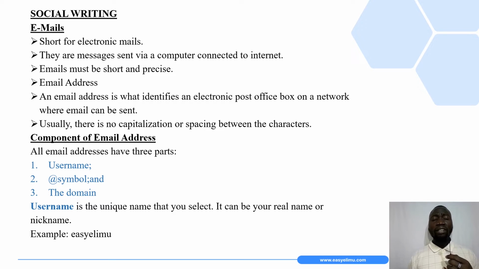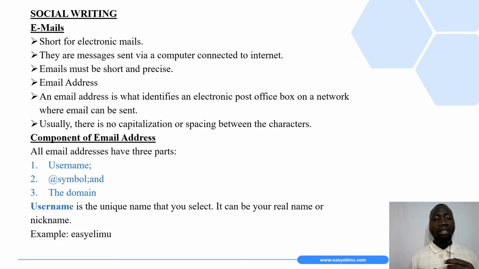But if you are using a name that is common or shared a lot, you will realize that in the first attempt when you're creating your email, it will tell you that maybe someone somewhere is probably having the same username, and therefore you need to change. Not necessarily changing, but you can add maybe numbers to it so that it becomes different. So an example is EasyElimu. So EasyElimu can be our username.